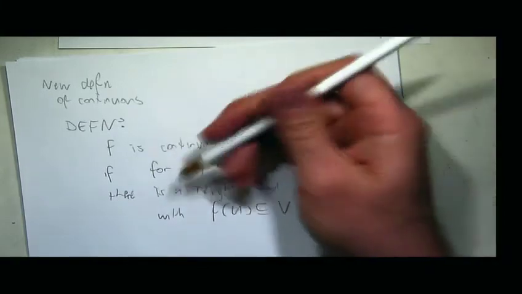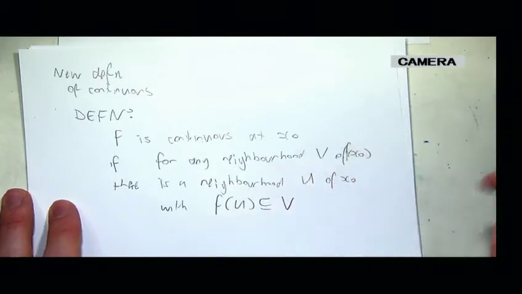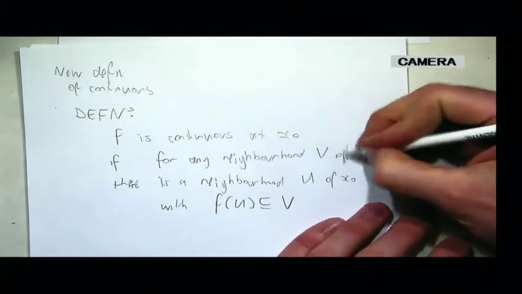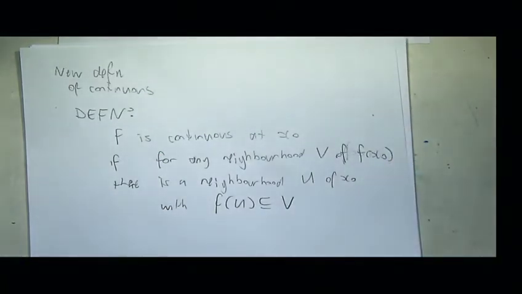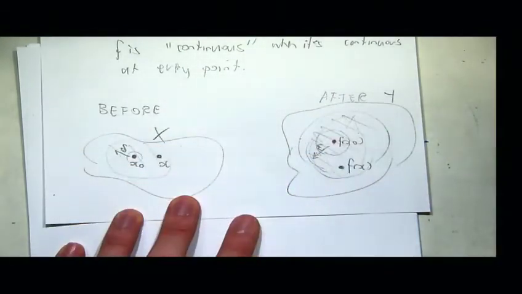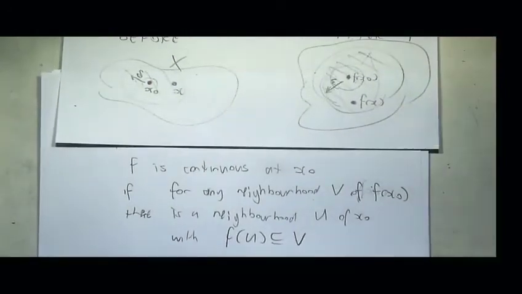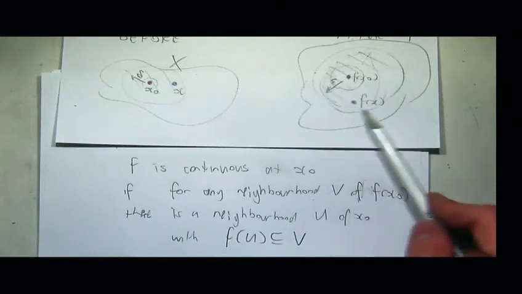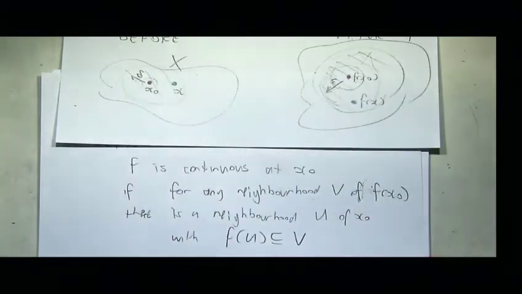Okay? So f is continuous at x naught if for any neighbourhood v of f of x naught, there is a neighbourhood u of x naught with f of u in v, which is what this picture is describing. This is my neighbourhood v, this is my neighbourhood u. It's the same picture. Can I fit them both on the screen at the same time? Yes. So that's my v. No matter which v I pick, it's possible to pick a u around x somehow so that when I do the function on this u, the entire answer is contained in v.